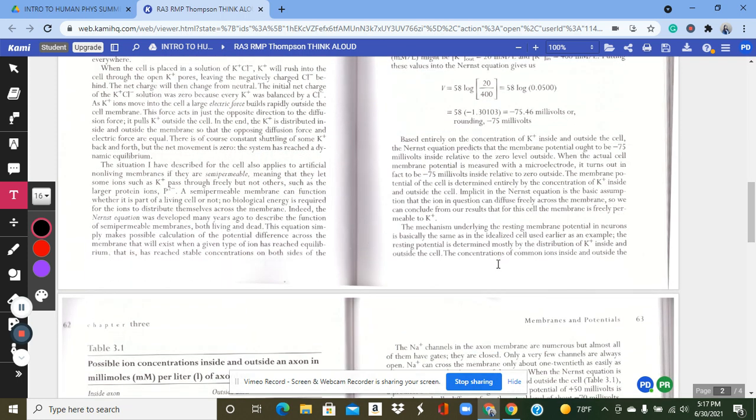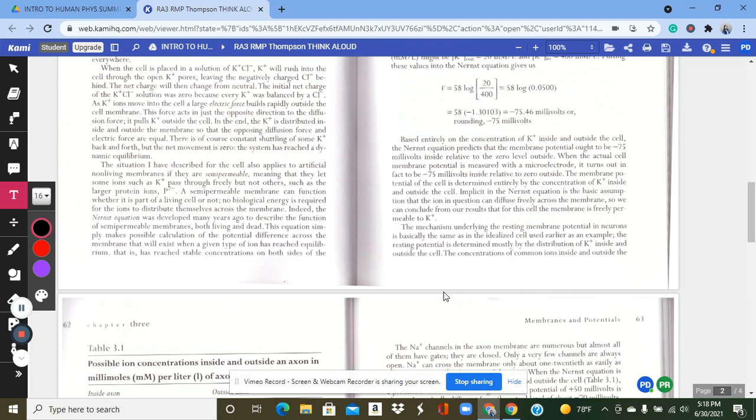So based entirely on the concentration of potassium inside and outside the cell, the Nernst equation predicts the membrane potential ought to be negative 75 millivolts inside relative to the zero level outside. When the actual cell membrane potential is measured with a microelectrode, it turns out, in fact, to be negative 75 millivolts inside relative to zero outside. The membrane potential of the cell is determined entirely by the concentration of potassium inside and outside of the cell.